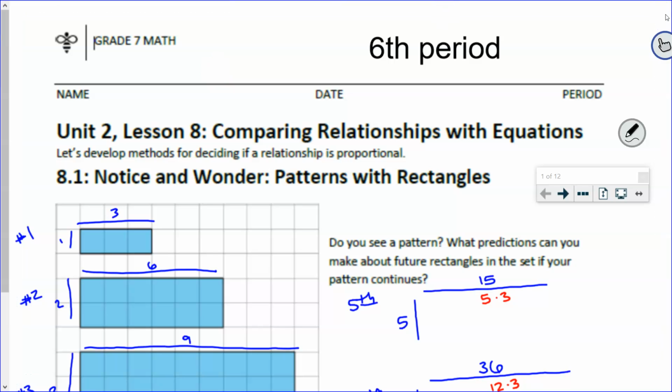Hello, Math 7 students. This is Open Up Resources, Unit 2, Lesson 8. This is part 2 in our two-part video series. Remember what we're doing in this particular video is we are trying to compare relationships with equations.